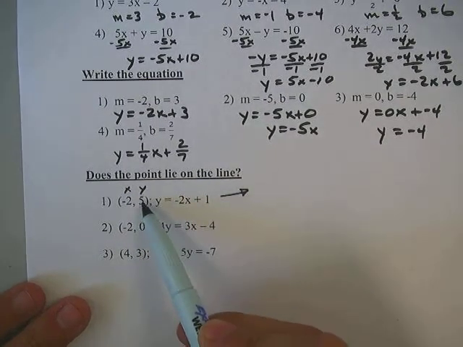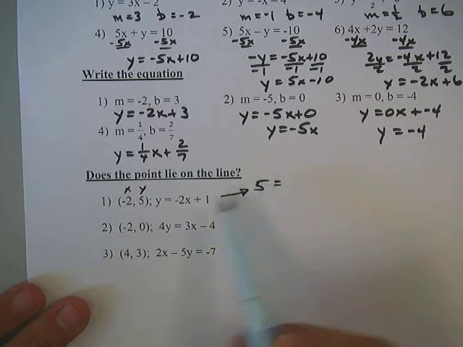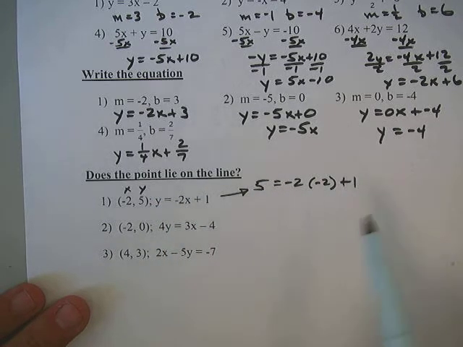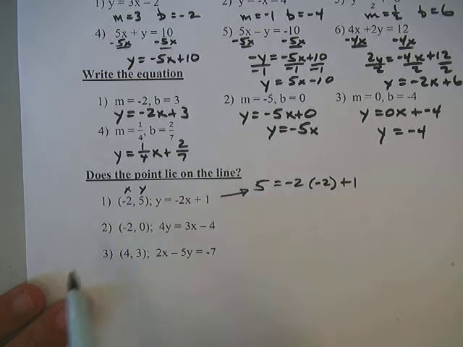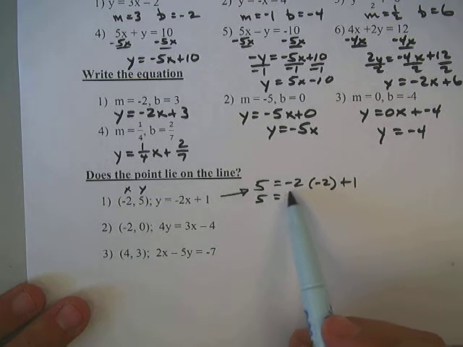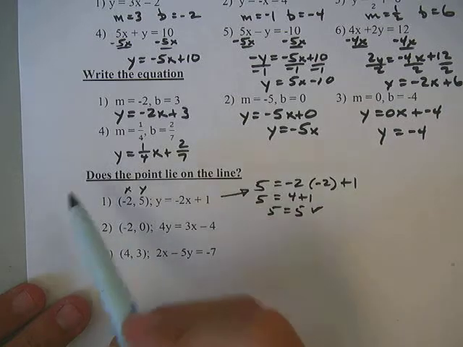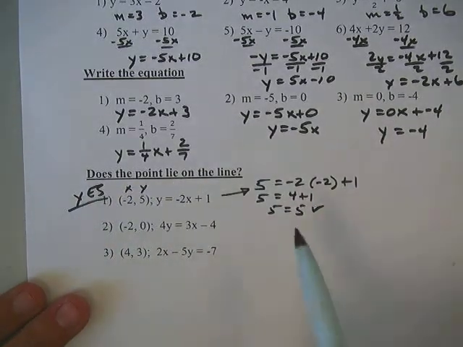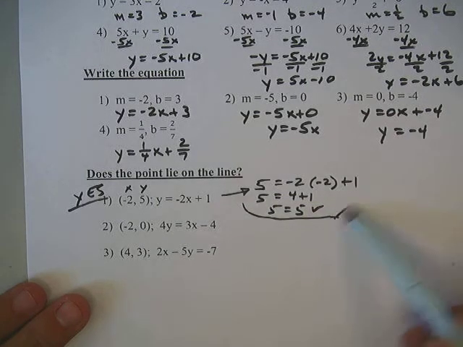Remember, this is the x-coordinate and y-coordinate. So what I can do is simply, for y, I'll plug in my y-coordinate. For x, I'll plug in the x-coordinate. And if the left side equals the right, then yes, that means this point is on this line. So I get 5 equals, this would be 4 plus 1, so 5 equals 5. Yes, this one does.